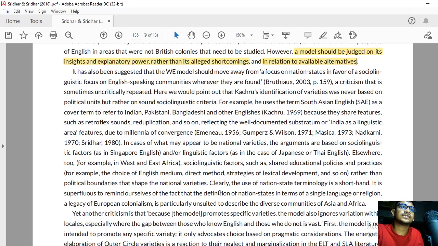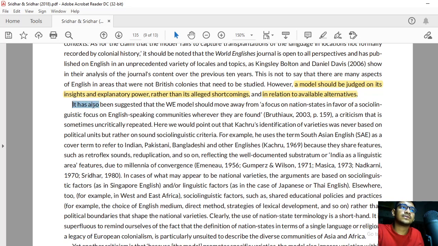But the paragraph isn't finished, the section isn't finished. Let us carry on. It has also been suggested that the World Englishes model should move away from a focus on nation states in favor of a sociolinguistic focus on English-speaking communities wherever they are found. So instead of, for example, studying Bangladeshi English, some people think that instead of focusing on one region, one country, one nation, World Englishes should rather focus on the speakers, not Bangladeshi but Bengali, all the Bengali speakers of the world, wherever they are from.